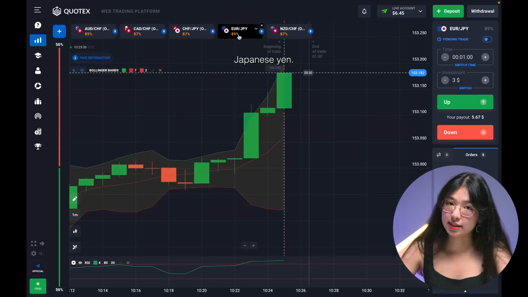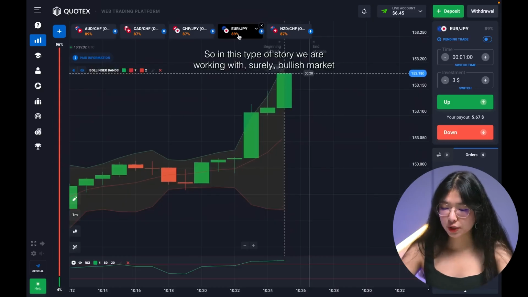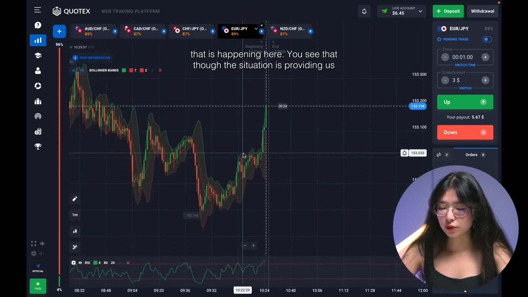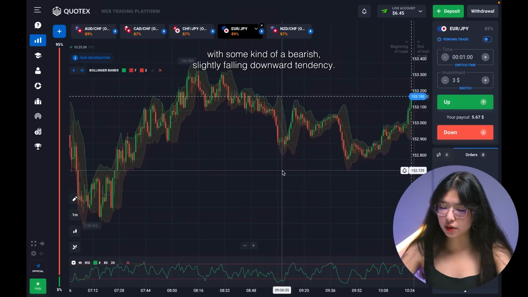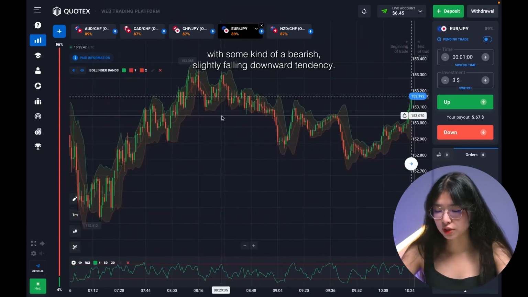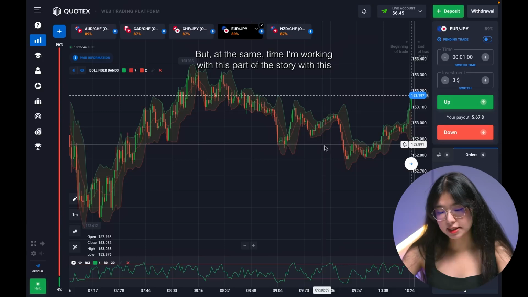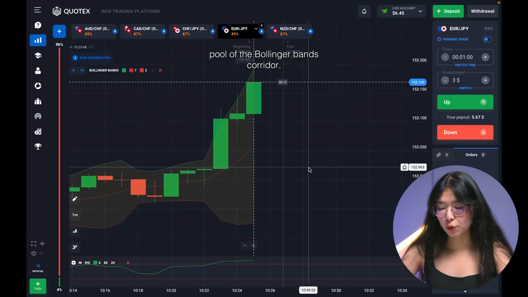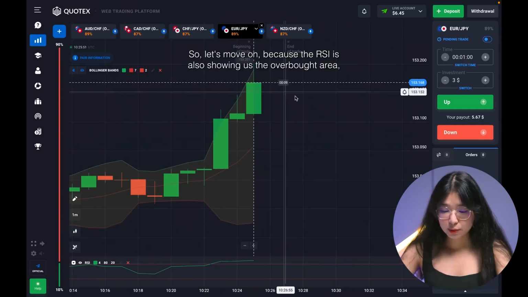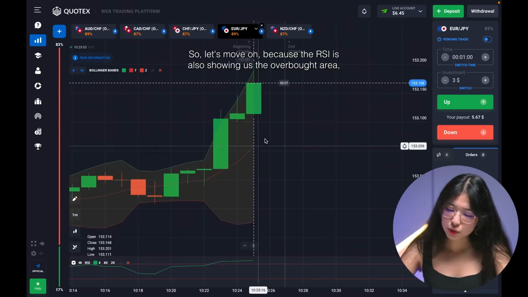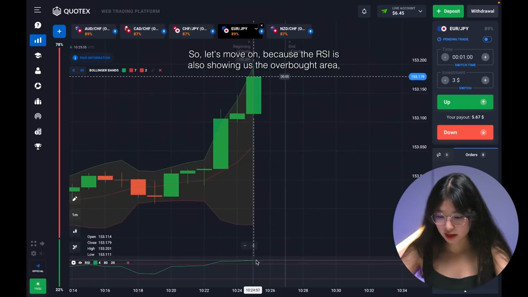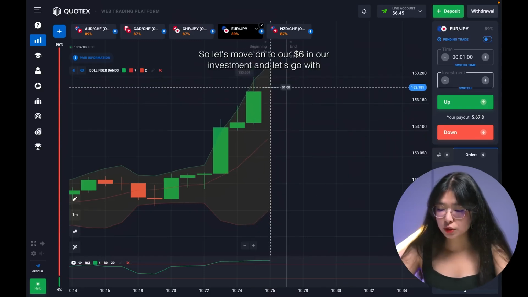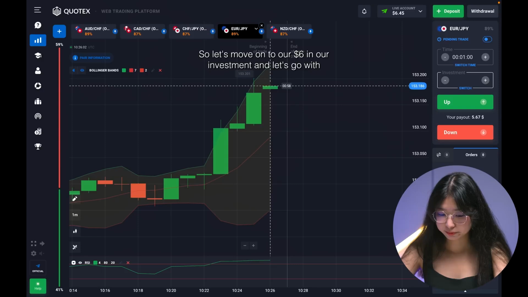Here we engage the Japanese yen. In this story, we're working with a surely bullish market. You see that the situation is providing us with a slightly bearish, falling downward tendency, but at the same time we're working with part of the Bollinger Bands corridor. So let's move on, because the RSI is also showing us the overbought zone. So let's move on to our $6.